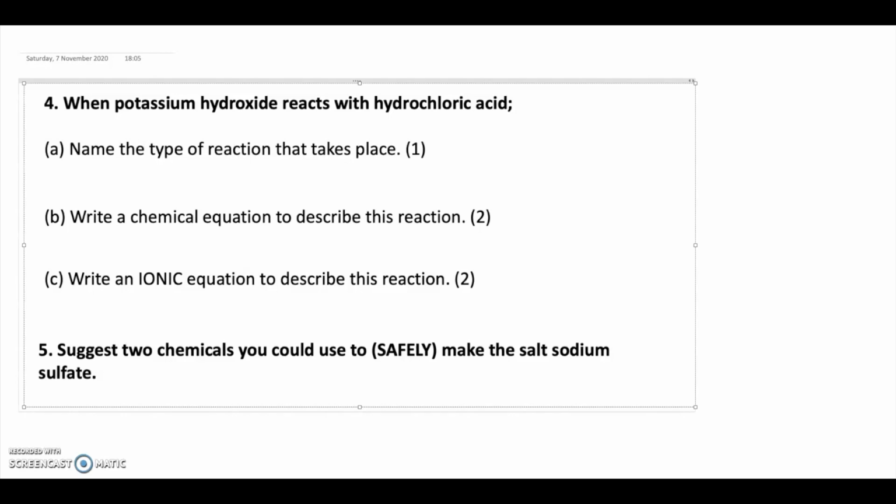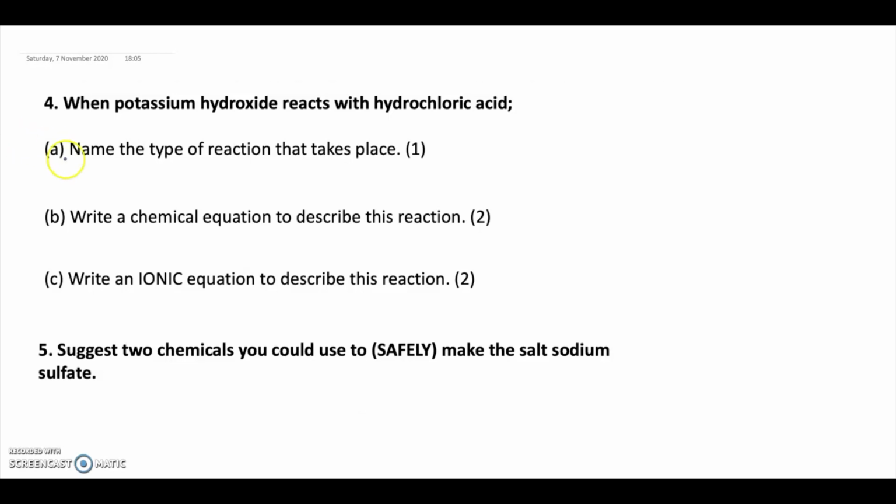So question 4 is first asking you to name the type of reaction that takes place when potassium hydroxide reacts with hydrochloric acid. So we have an acid reacting with an alkali, and the reaction is a neutralisation reaction. Now there's 1 mark for that. I'd also accept it if you said exothermic, because the reaction would give out heat.